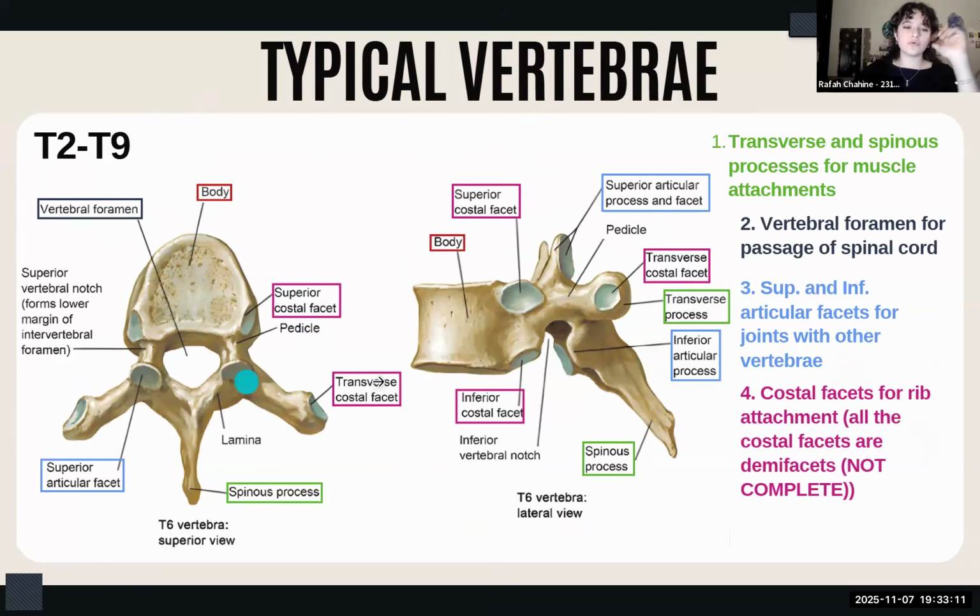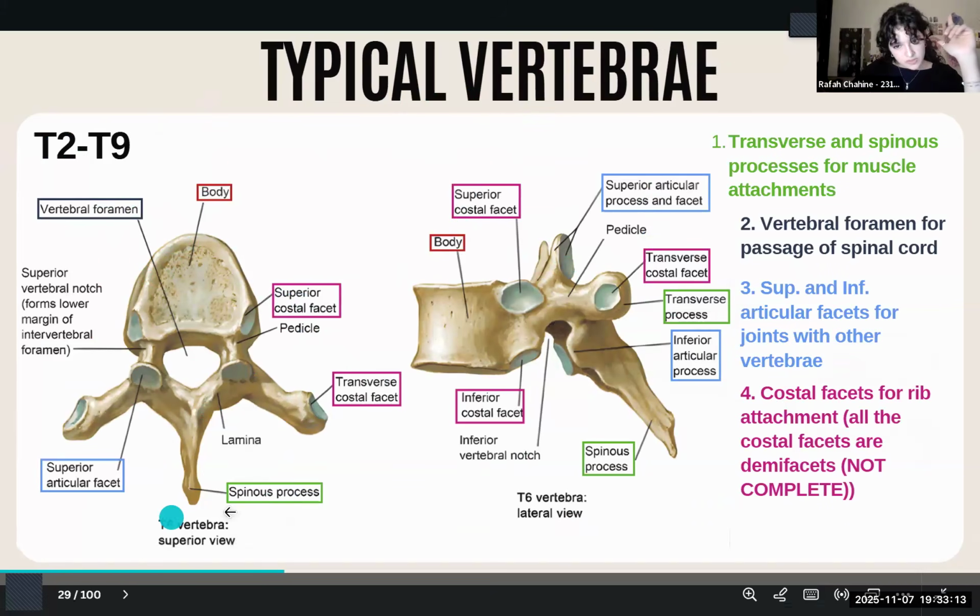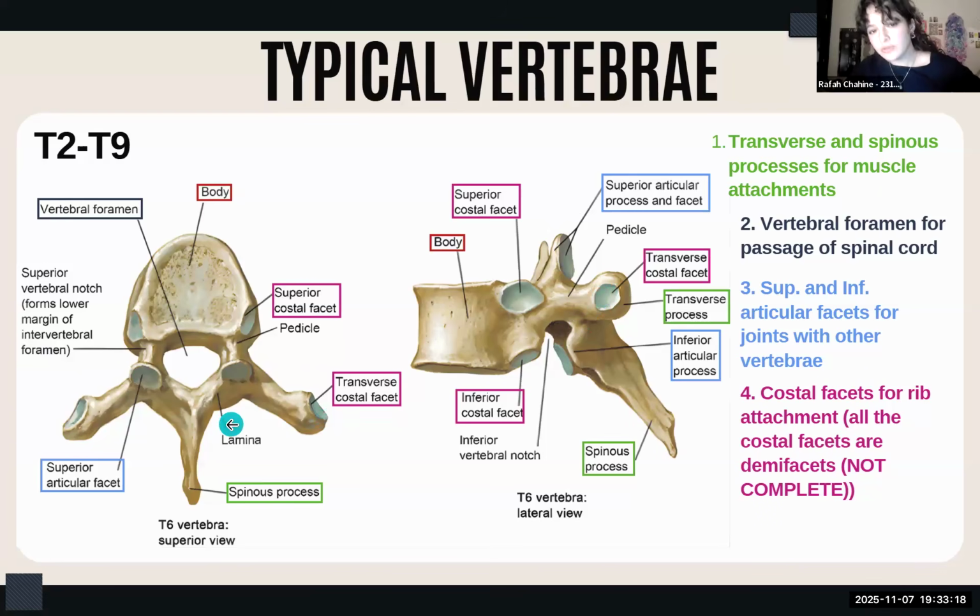Starting off with number one, they all have a spinous process and they all have a transverse process. Okay. Spinous process is the thing that you can literally feel on your back sometimes. That is the spinous process. The transverse process, I want you to recall. So spinous and transverse, typical vertebrae. Second thing is vertebral foramen. This is where your spinal cord is going to go in, okay?